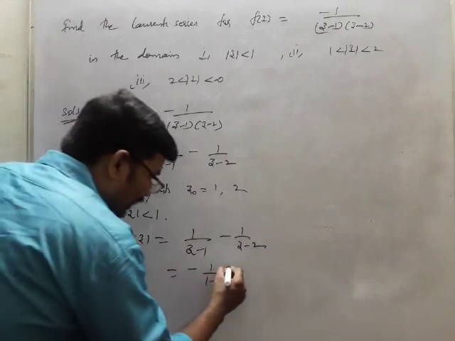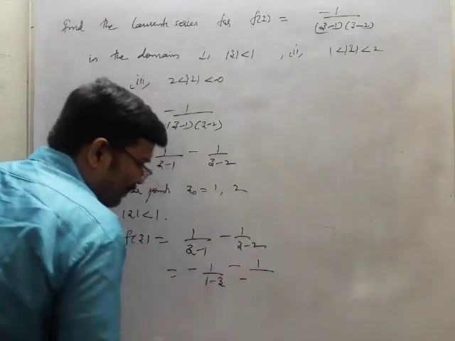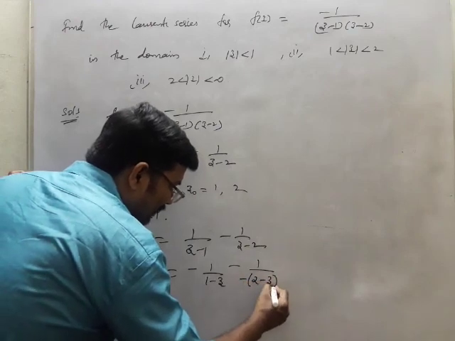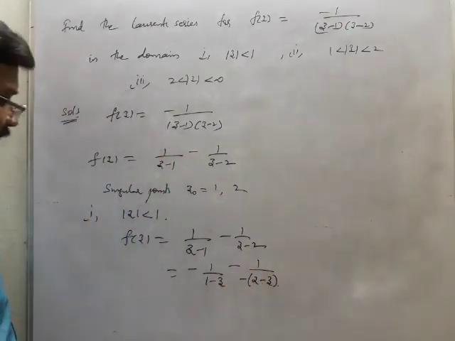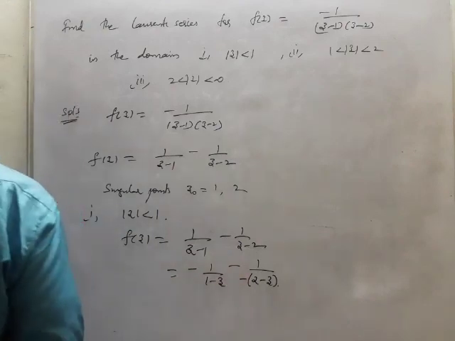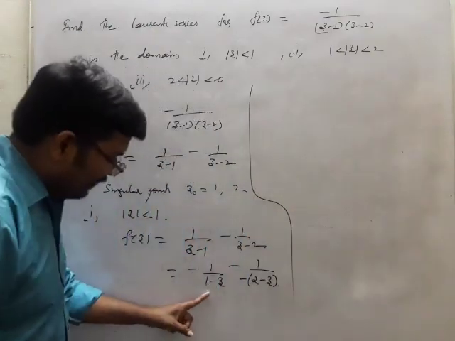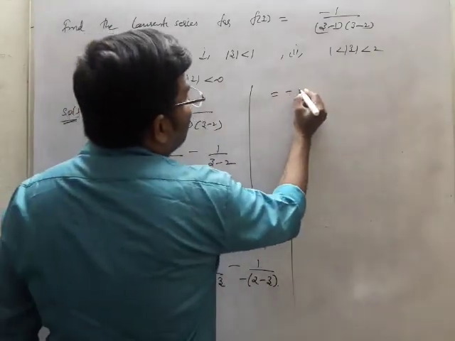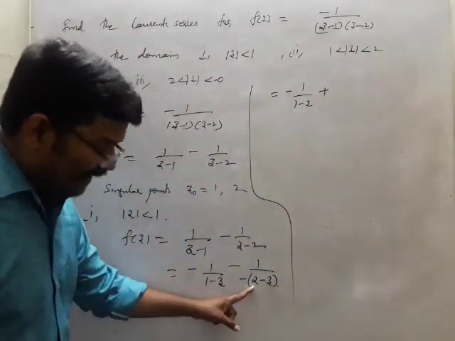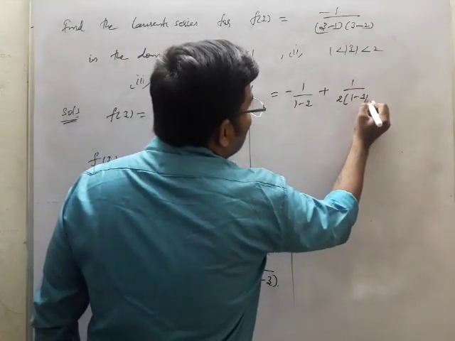Here also I'll try to take minus. If I take minus here, I may write it as 2 minus z. This is like 2 minus z. So 1 minus z and minus of 2 minus z. So what I'll do is, this is minus 1 by 1 minus z, and this is plus, I'll take 2 common here, that is 2 into 1 minus z by 2.